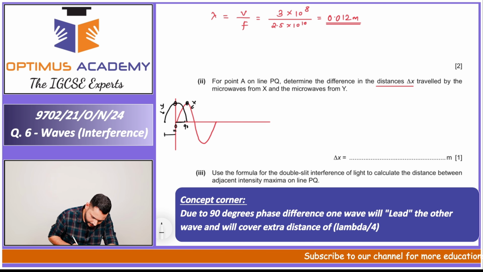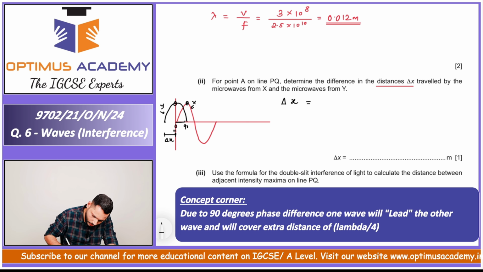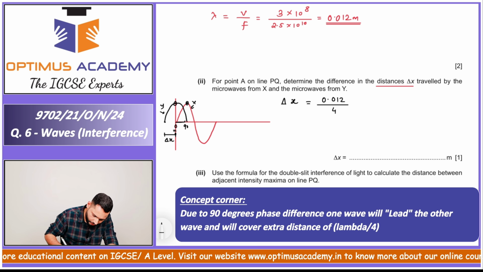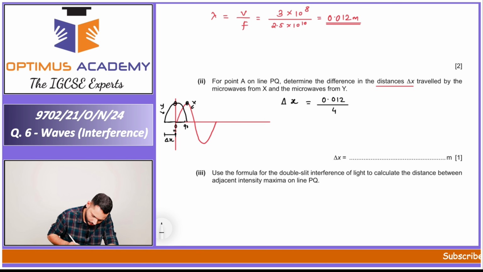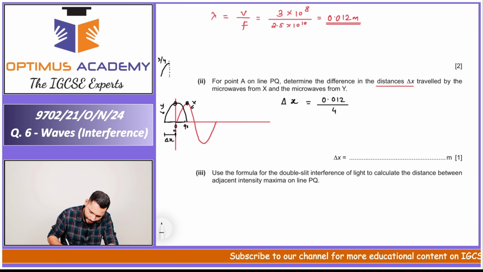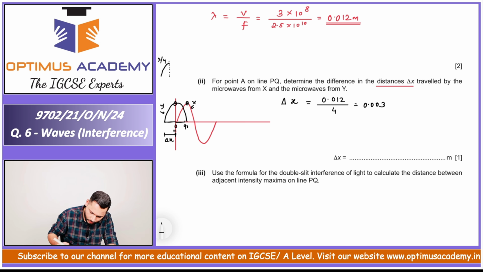So wave X is the red wave, this one, and wave Y is this wave. Wave Y always covers this distance greater than wave X, and this can be considered as delta x. So this delta x will be equal to the wavelength 0.012 divided by 4. Why 4? Because this is 1/4 of the total wavelength, like this part we are talking about. So 0.012 divided by 4, it is 0.003.